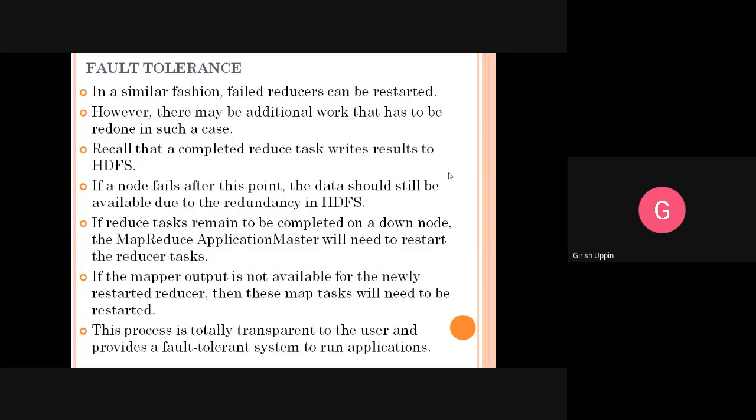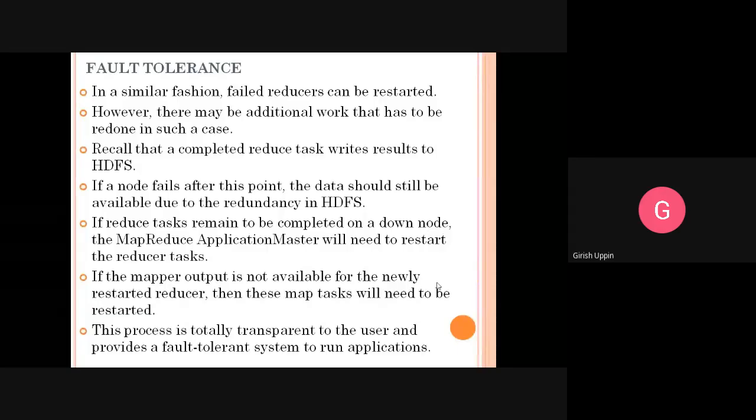Recall that a completed reduce task writes results to HDFS. If a node fails after this point, the data should still be available due to redundancy in HDFS. If there is any failure, the data will still be available because there will be multiple copies. If a reduce task remains to be completed on a down node, the MapReduce application master will need to restart the reducer task.